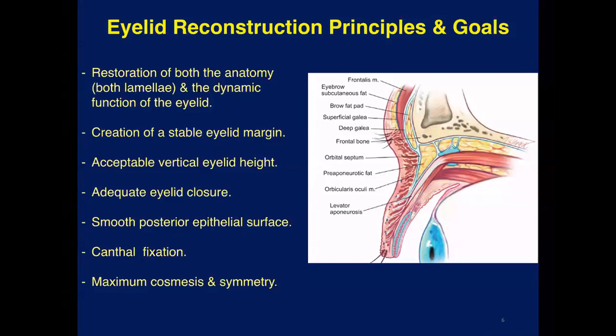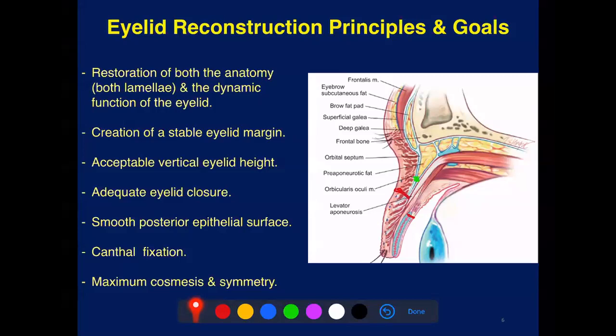So just a couple of principles and goals. You need to restore the anatomy of both lamellae, as we mentioned, and maintain the dynamic function of the eyelid. You need a stable eyelid margin with no eyelid malposition, acceptable vertical eyelid height, which you will see in a couple of flaps I'm going to show you, and adequate eyelid closure. Maintaining or replacing the orbicularis, or approximating the orbicularis to the defect, is very important. Smooth the posterior epithelial surface.